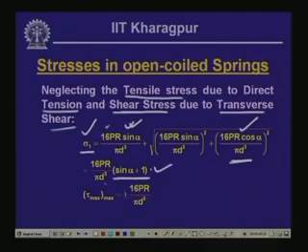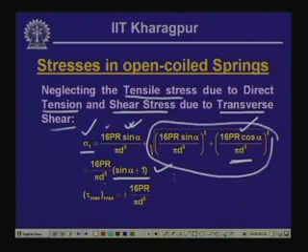This is the value of the maximum normal stress, and as you know, this particular part gives us the value of the maximum shearing stress. So, the maximum shearing stress is equal to 16 PR by pi d cube. So, these are the two values of maximum normal stress and maximum shear stress when we disregard the tensile stress because of the direct tension and the shearing stress due to the transverse shear. If we take only the stress because of the bending and the stress because of the twisting moment, then we get these values of the maximum normal stress and the maximum shearing stress.